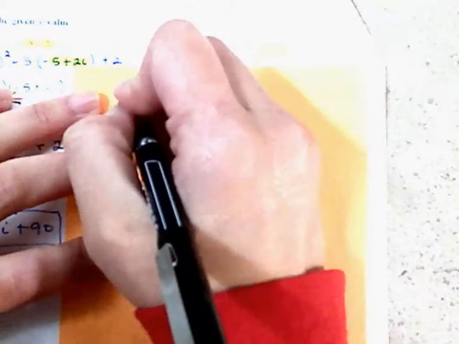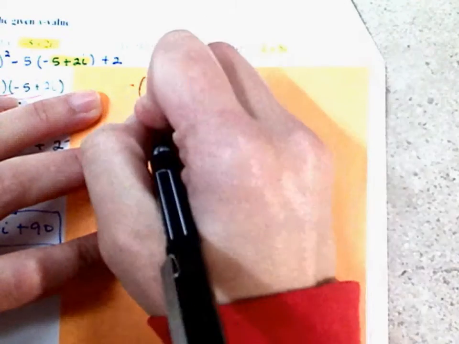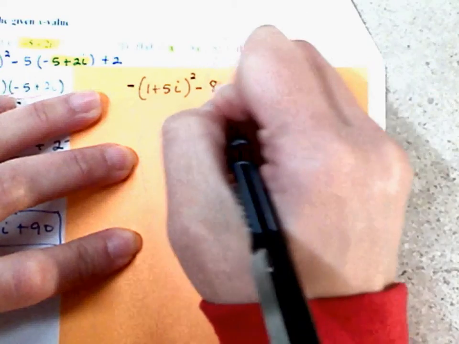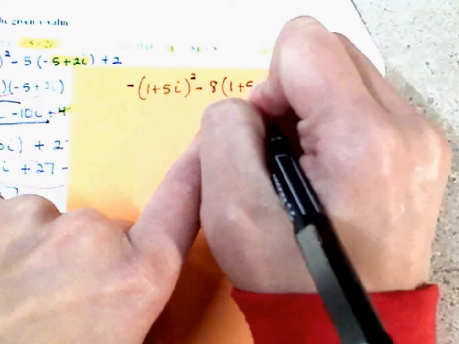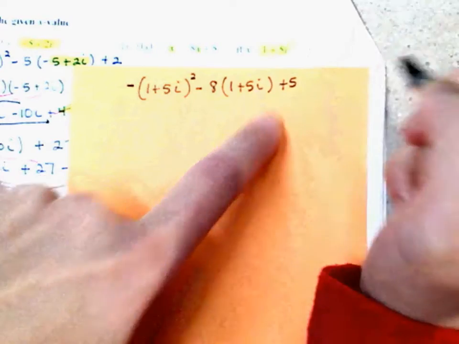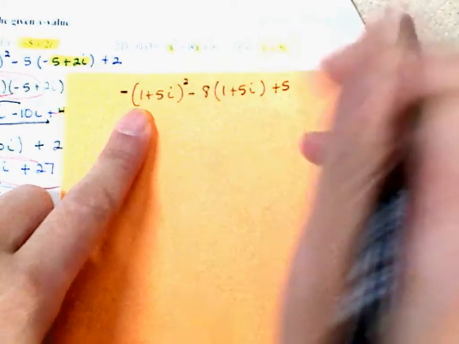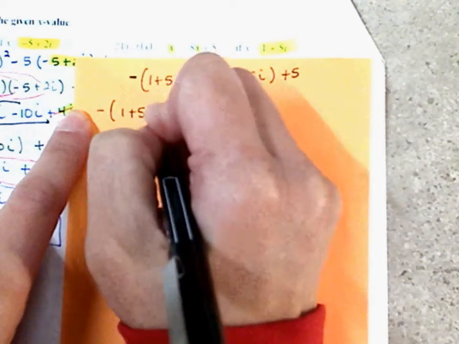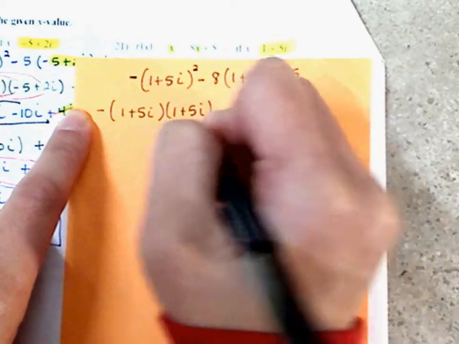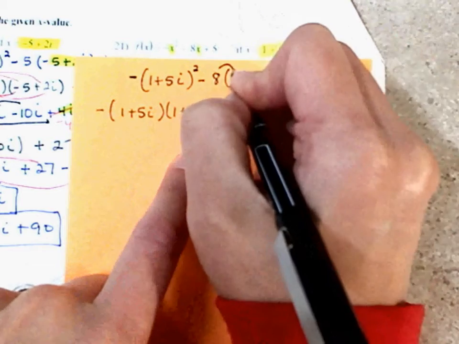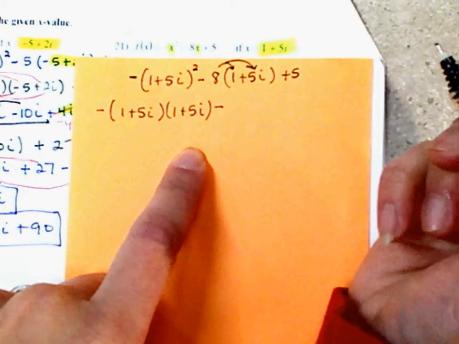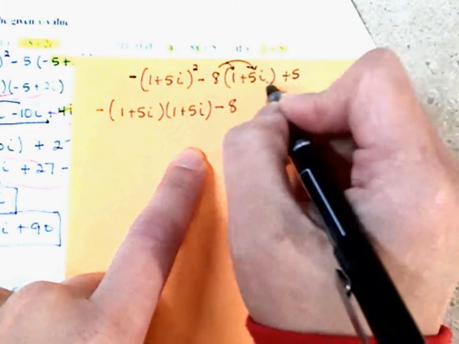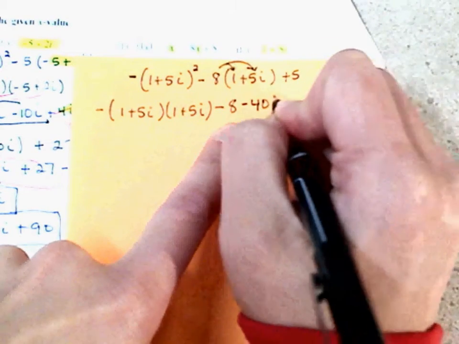So, negative x, 1 plus 5i squared. Don't forget that negative. Minus 8 times 1 plus 5i plus 5. Okay. I'm going to write that twice. So I have negative 1 plus 5i times 1 plus 5i minus. I can go ahead and distribute those if you want to. Negative 8 times 1 is negative 8. Negative 8 times 5i is negative 40i. Bring down your 5.